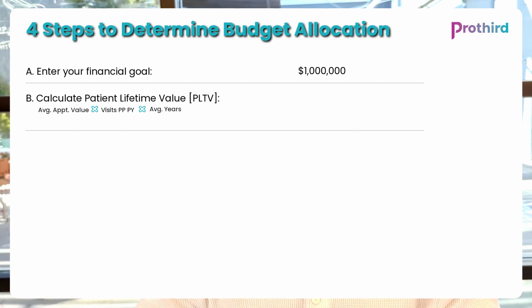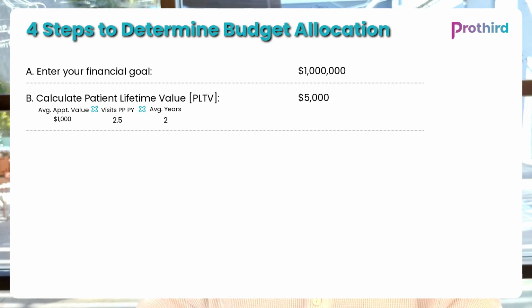Okay, so for this example, we're going to say that our average appointment value is $1,000. And then we're going to say on average, a patient sees us about 2.5 times a year. And on average, each patient stays with our practice for about 2 years. Okay. Together, that gives us a $5,000 patient lifetime value. That is the money that your practice can expect to make over the course of a patient's time with our practice.